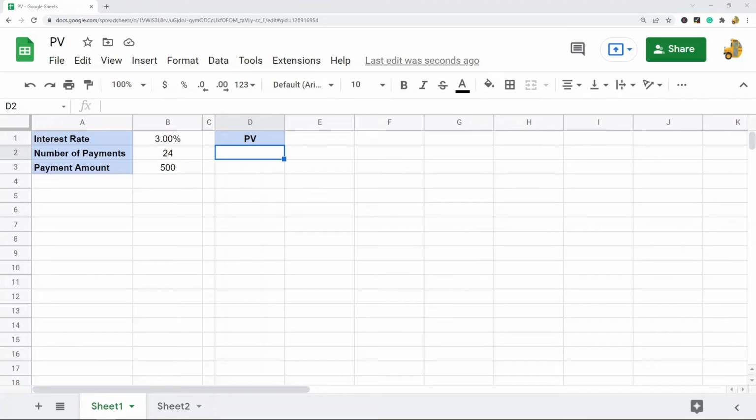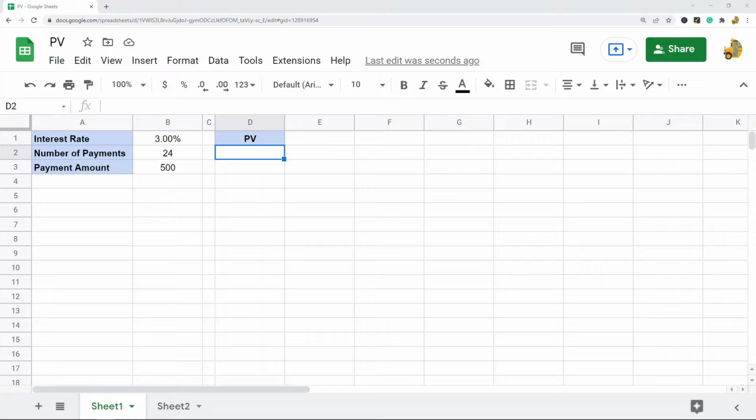In this video, I am going to show you how to use the PV function in Google Sheets. The PV function, which stands for present value, is a function that will help you calculate the present value of an investment that has a constant payment schedule and a constant interest rate.